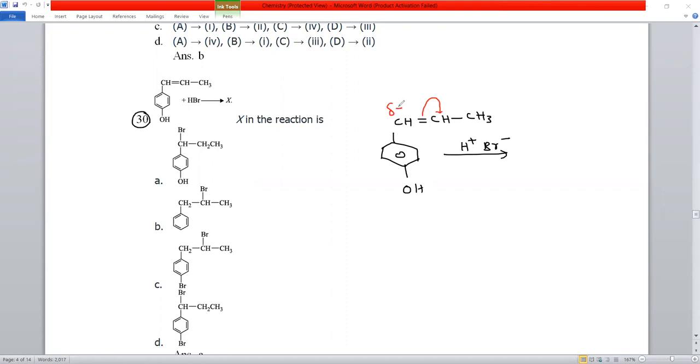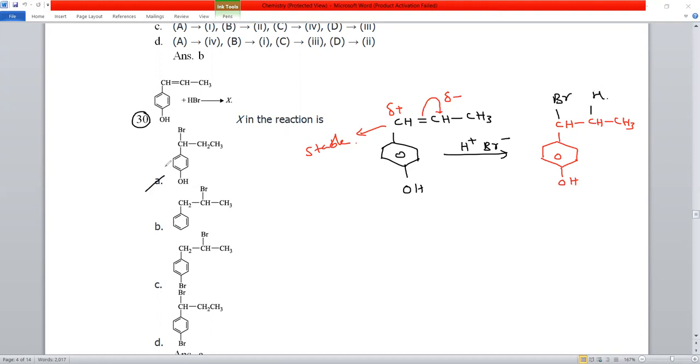This is the carbocation. This is a benzylic carbocation, and this will be the negative. The benzylic carbocation is the stable one, because it is stabilized by resonance. So Br minus will attach at the benzylic carbocation carbon, giving CH single bond CH, CH3 and OH. The bromine has to be added here and the hydrogen there. This is the major product, students.